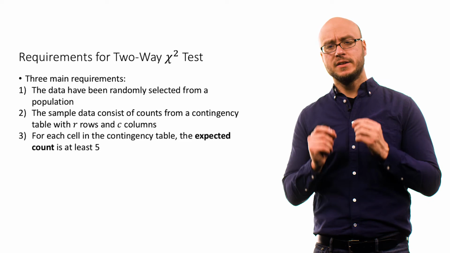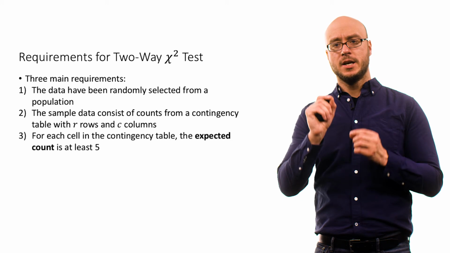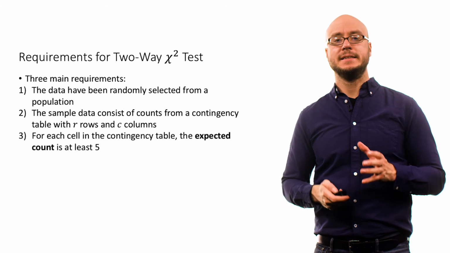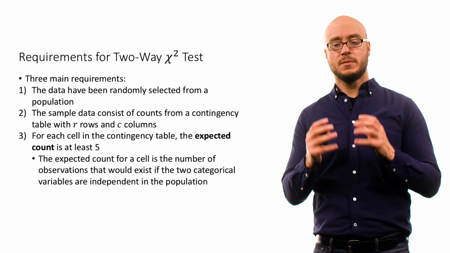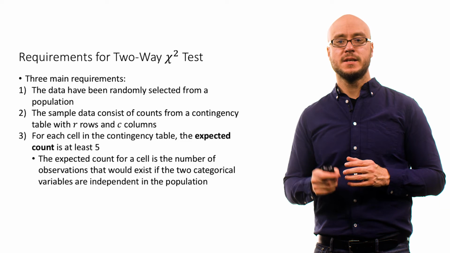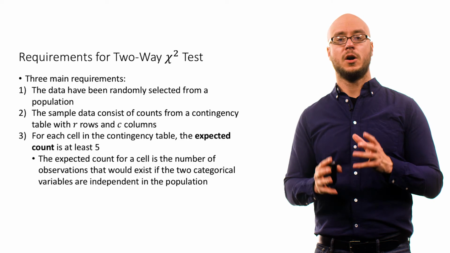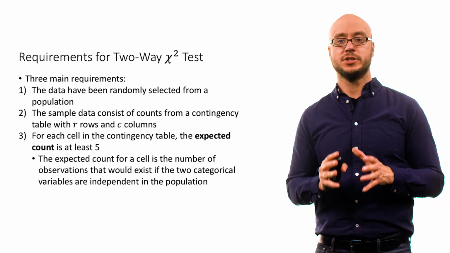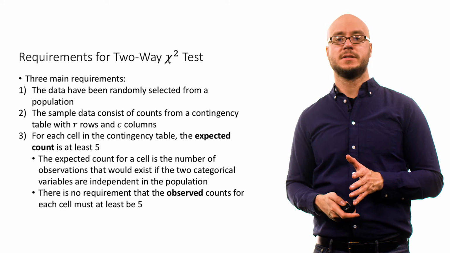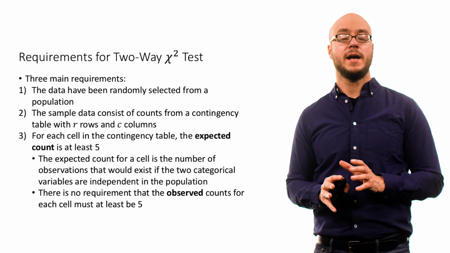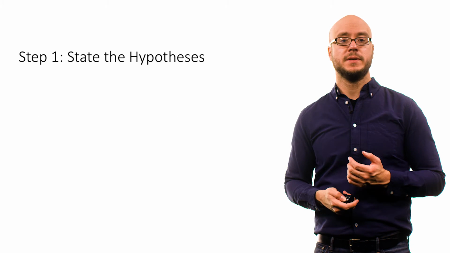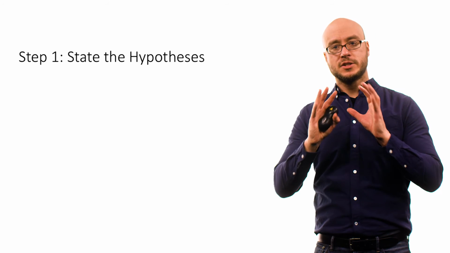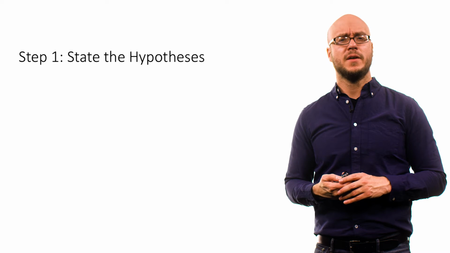For each cell in the contingency table, the expected cell count should be at least 5. Again, the expected cell count is the number of observations, the number of people that would exist if the two categorical variables are in fact independent in the population. It's not the observed cell counts. There's no requirement at all that the observed cell counts, the counts from our data for each cell, must be at least 5. Let's go through some of the steps for conducting this hypothesis test.